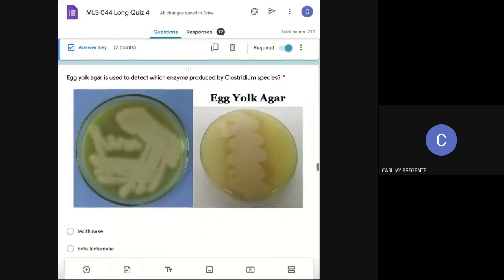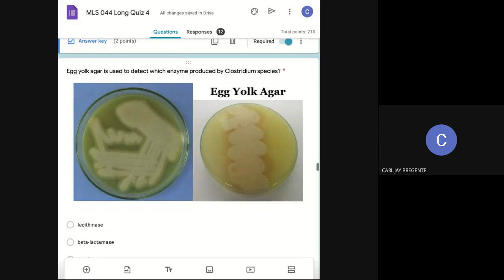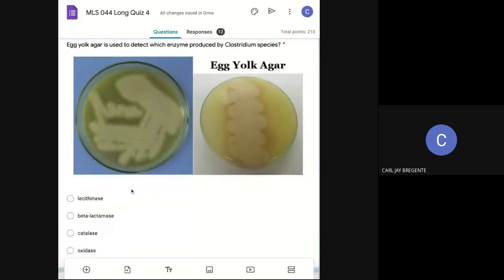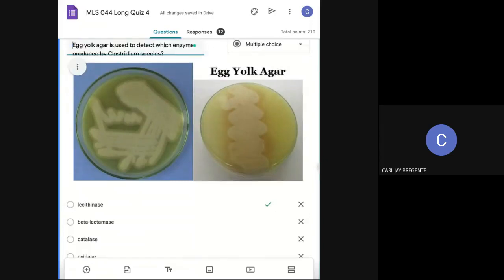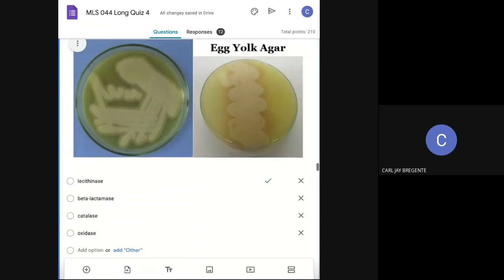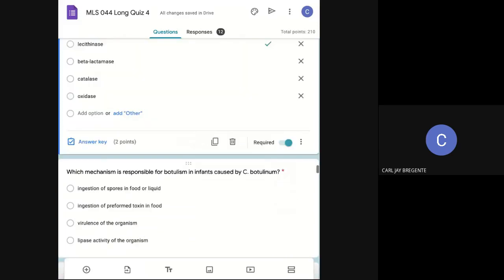Egg yolk agar can detect which enzyme produced by Clostridium species? So obviously that's lecithinase enzyme. Egg yolk agar is specific for Clostridium species.